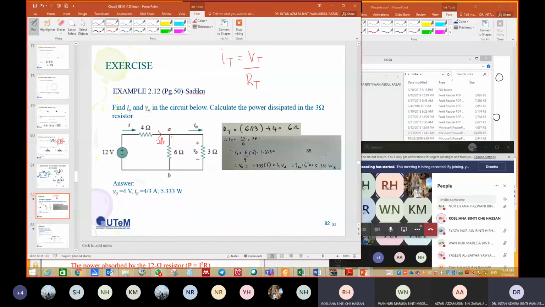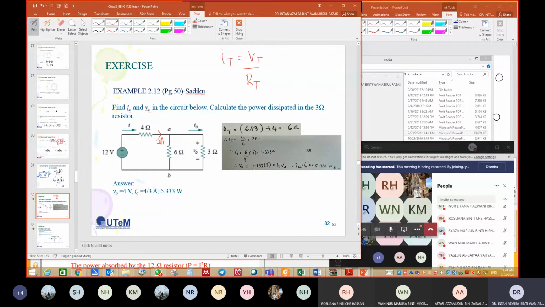In the current divider principle, we must find the current that is supplied to the parallel path. So this 2 mA is supplied to this parallel path. So how to find I naught? We take the resistance that is connected in parallel with this path, 6, divided by 6 plus 3, which is 9, multiplied by the supply current. We get 1.333.